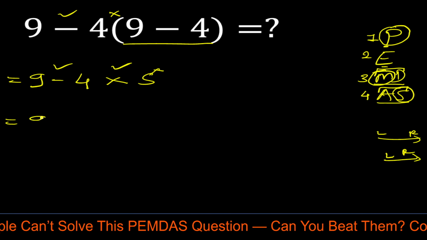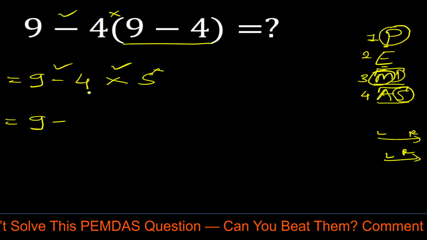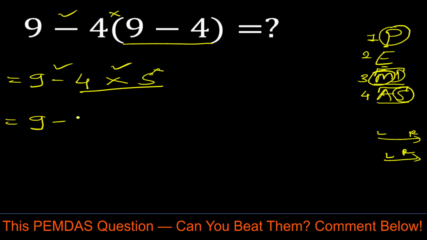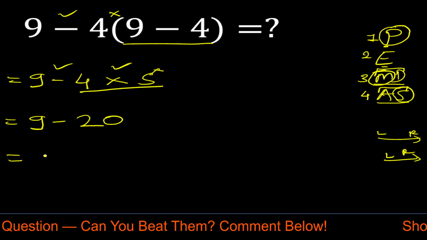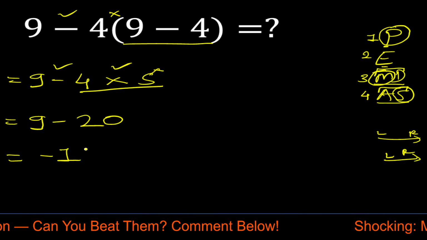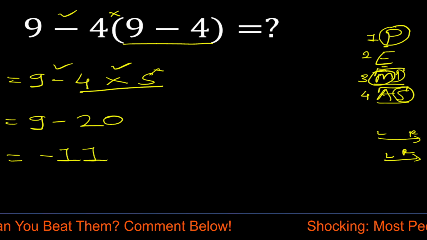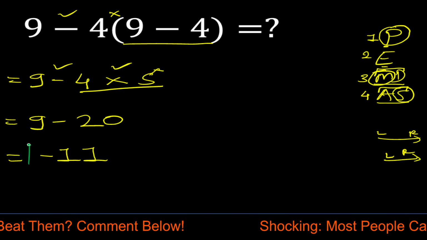So now 9 minus, now solve this multiplication, 4 times 5 is equal to 20. So 9 minus 20 is equal to minus 11, right? So the correct answer is minus 11.